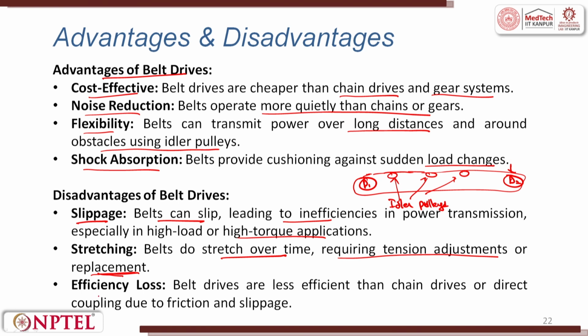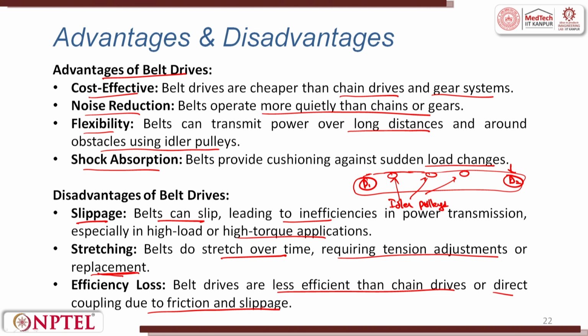Efficiency loss: belt drives are less efficient than chain drives or direct coupling due to friction and slippage. With this, we have covered chains, pulleys and belts in this lecture.